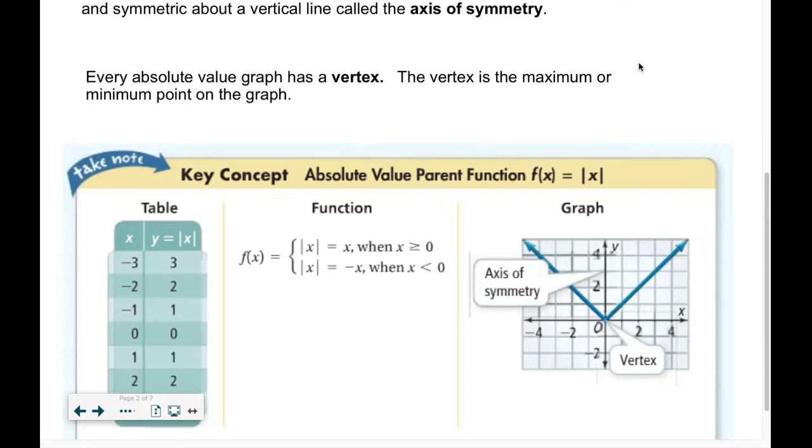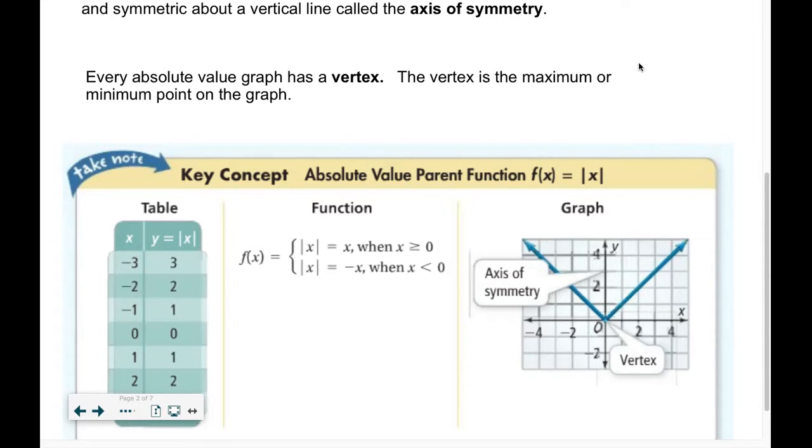Absolute value. Do you know what absolute value does? It makes it positive. It does not make it positive or negative, it just always makes it positive. So like our table, -3 just turns to 3, -2 turns to 2, -1 to 1, and 0 and all positive numbers just get repeated. They stay the same.